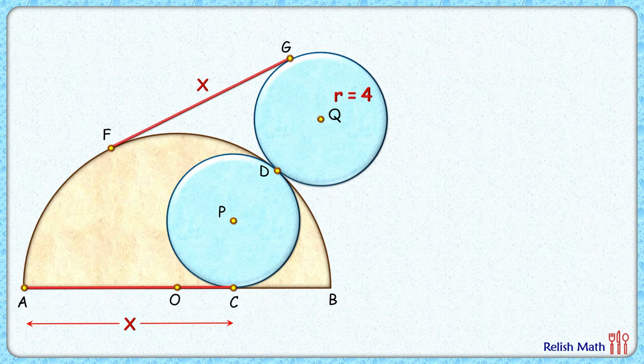Let's check this interesting solution. Let's assume the radius of this brown semicircle is r centimeter and OC length is a centimeter. So basically x is r plus a.